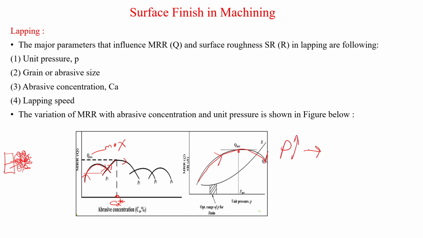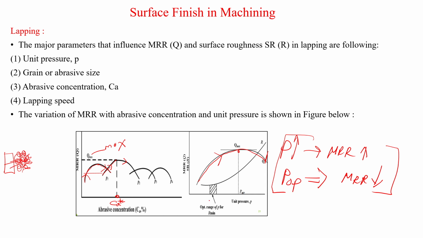At high pressure, there will be more abrasive movement, so MRR increases. But when you increase the pressure up to a certain range, there comes a P optimum, a particular pressure. After that, increasing the pressure does not help; in fact, it decreases MRR. So therefore, MRR decreases. Right?